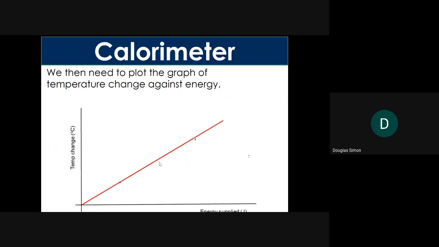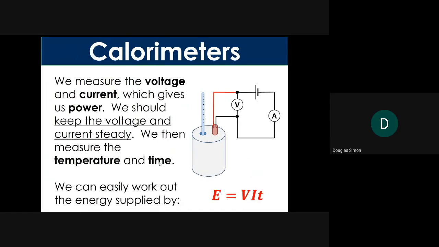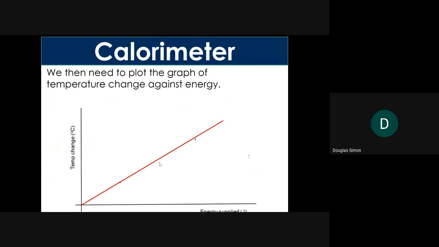So this slide here just goes over everything I've just said. What you will then do is plot a graph of energy supplied against temperature change, where energy supplied is given by the equation on this slide, VIT. So the longer you leave the circuit on, the more energy will be supplied, and the temperature will change. So you should pause the video now and consider these following questions. Firstly, how is heat capacity determined from this graph? And secondly, what simplification have we made to this graph?